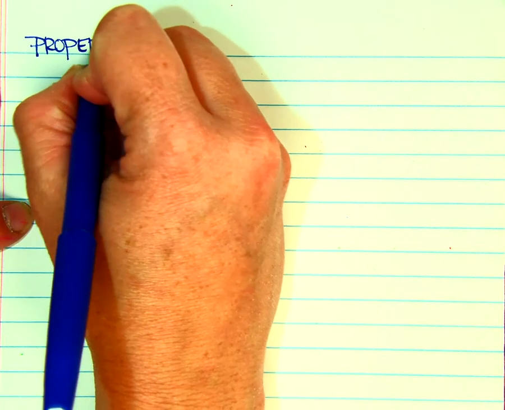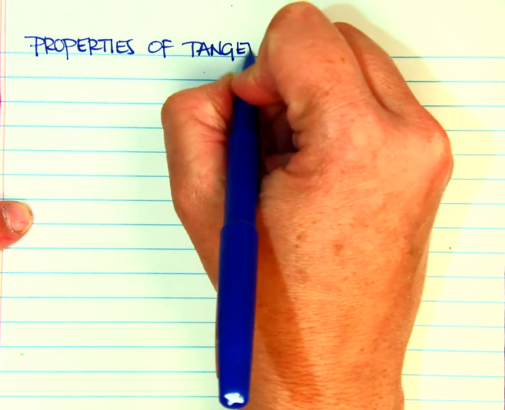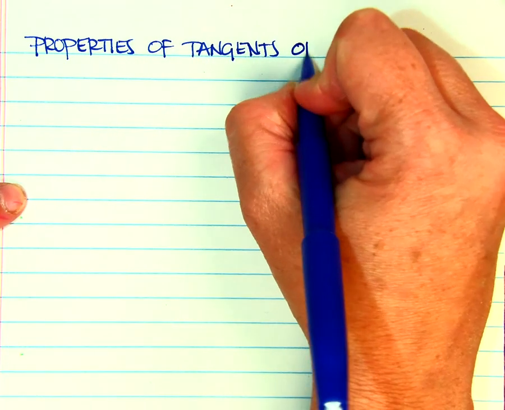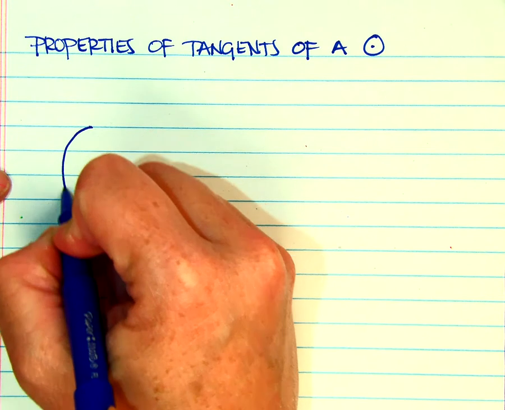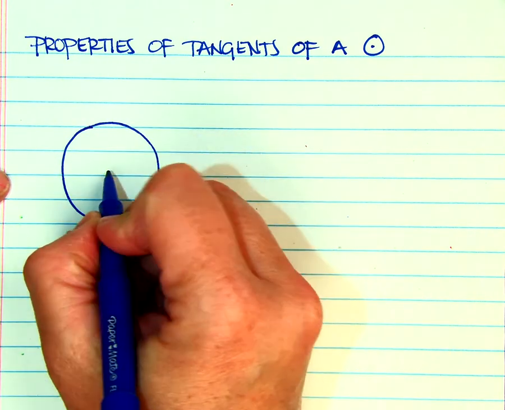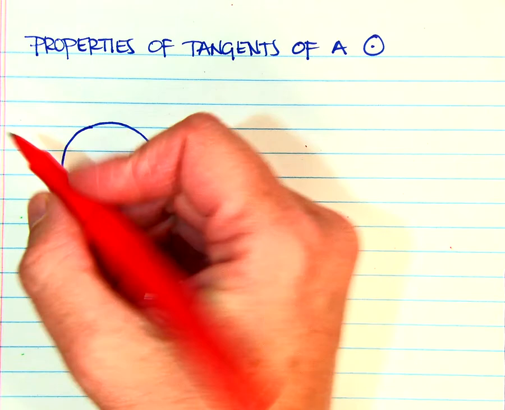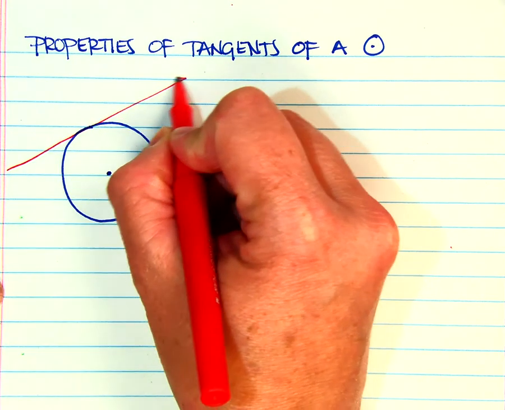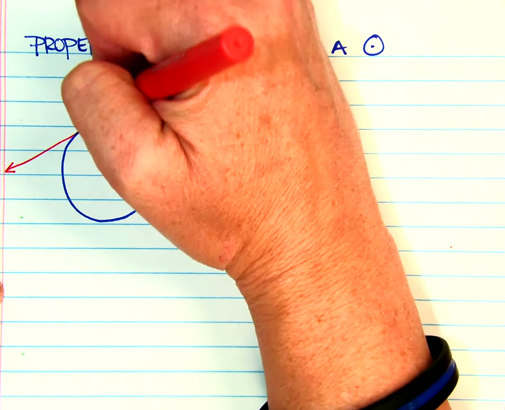Okay, so today we're going to talk about properties of tangents. And I'm referring to tangents of a circle. So if I have a circle, we've already defined this earlier. Here's my center, we'll say that center point P. If you have a line that intersects the circle at exactly one point, that is called a tangent. So this red line is called the tangent.